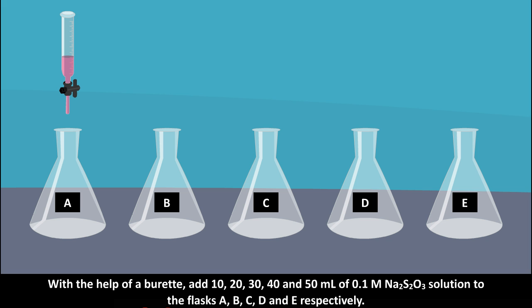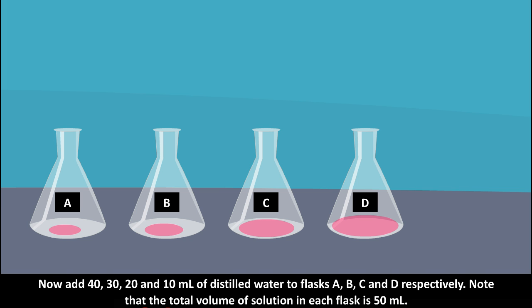With the help of a burette, add 10, 20, 30, 40 and 50 ml of 0.1 M Na2S2O3 solution to the flasks A, B, C, D and E respectively. Now add 40, 30, 20 and 10 ml of distilled water to flask A, B, C and D respectively. Note that the total volume of solution in each flask is 50 ml.